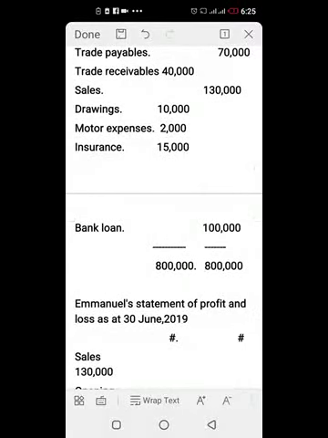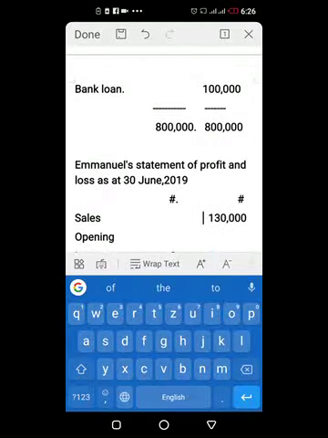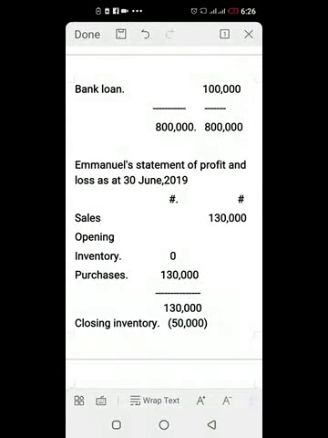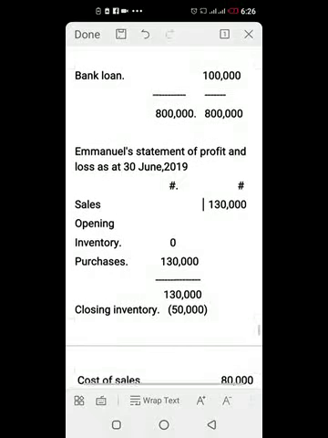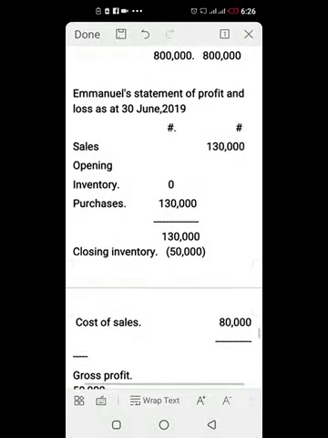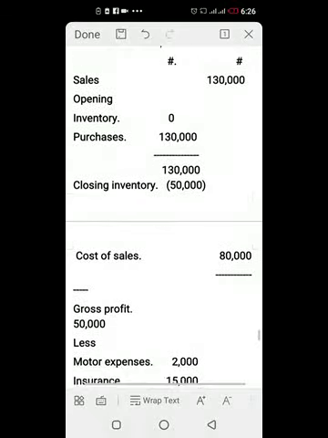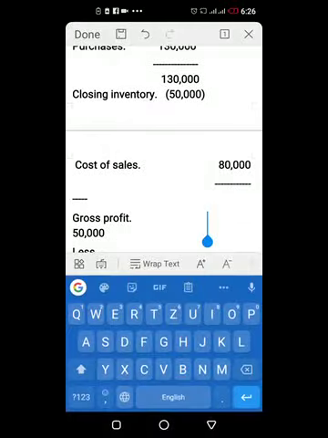That will take us to the statement of profit and loss as at 30th June 2019. Sales is supposed to be 130,000 naira. Sorry for that. Sales 130,000 naira. Opening inventory 0. Purchases 130,000 naira, which will give us 130,000 naira. Remember, our closing inventory was 50,000 naira, so we subtract it to get our cost of sales, which is 80,000 naira, and then we get our gross profit.